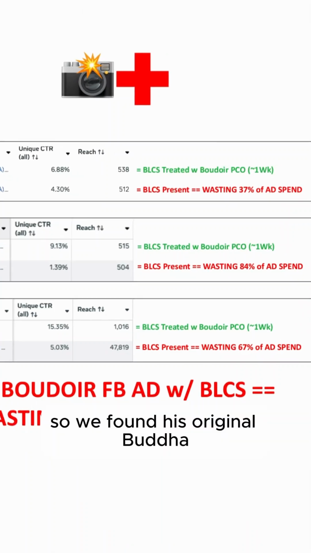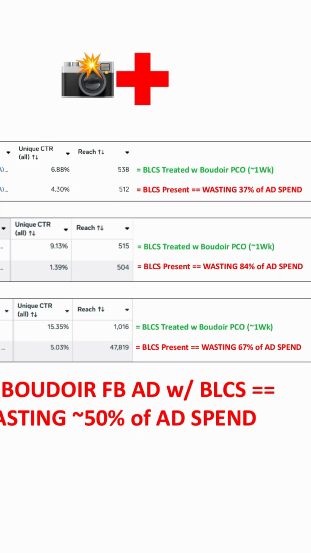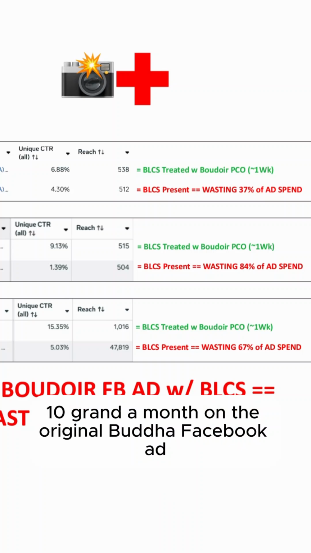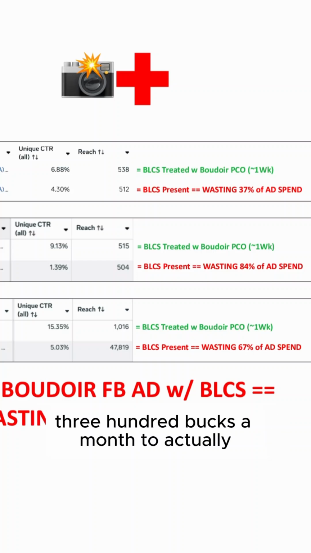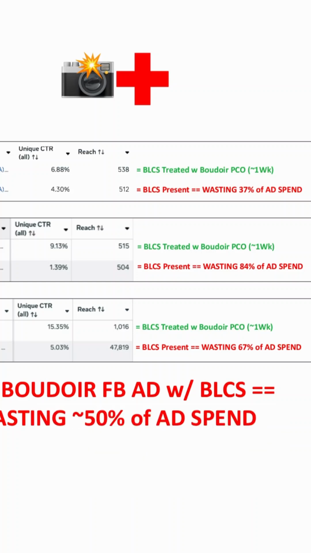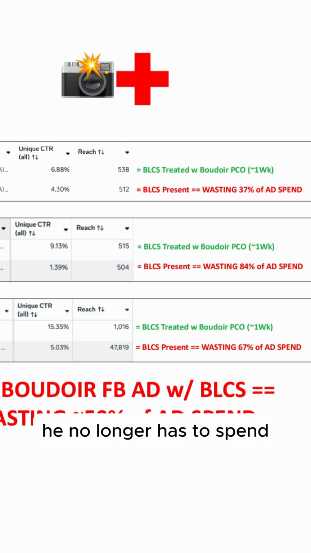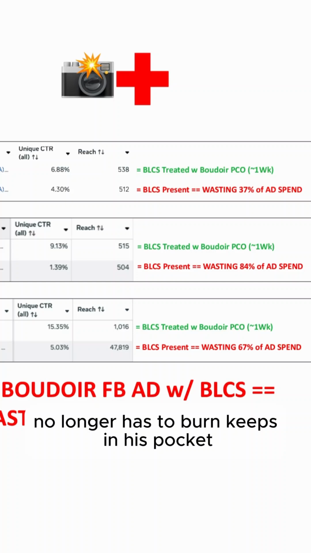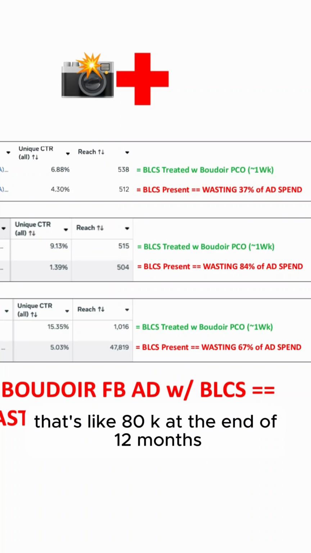So we found his original Boudoir Facebook ad was wasting 67% of ad spend. As a result, if he's spending 10 grand a month on the original Boudoir Facebook ad, now he only needs to spend 3,300 bucks a month to get his ad into the same number of women's brains. So at 6,700 bucks a month, he no longer has to burn, keeps it in his pocket, kind of like a 6,700 bucks per month bonus. That's like 80K at the end of 12 months.